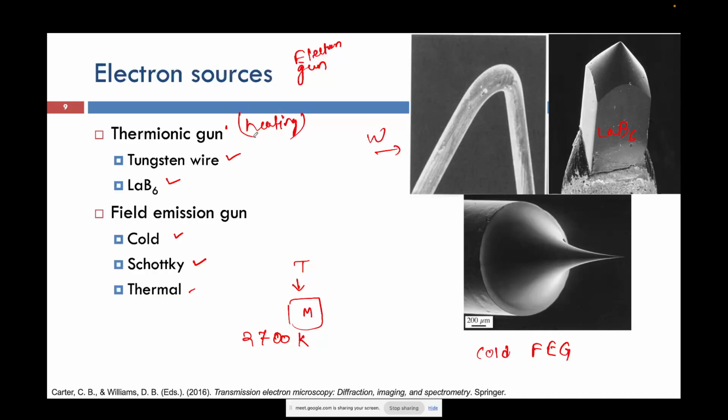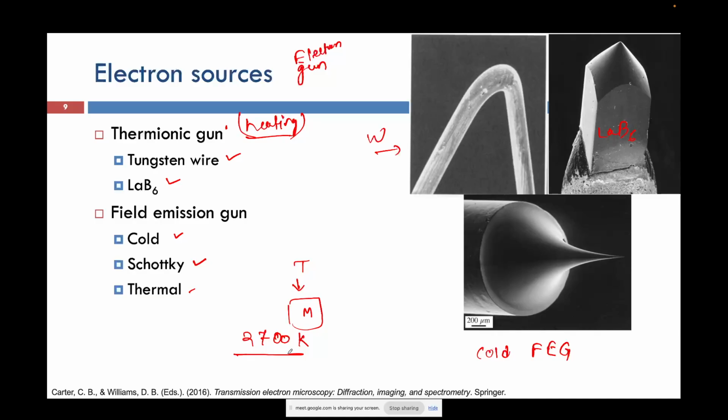This is the reason thermionic means we are heating a particular material. By heating we are giving the electrons energy, so that they have enough energy to overcome their work function, right? So that is the reason we are heating the material. But the problem is that heating a material beyond 2700 Kelvin is a difficult task, because not many materials have such a high melting point.